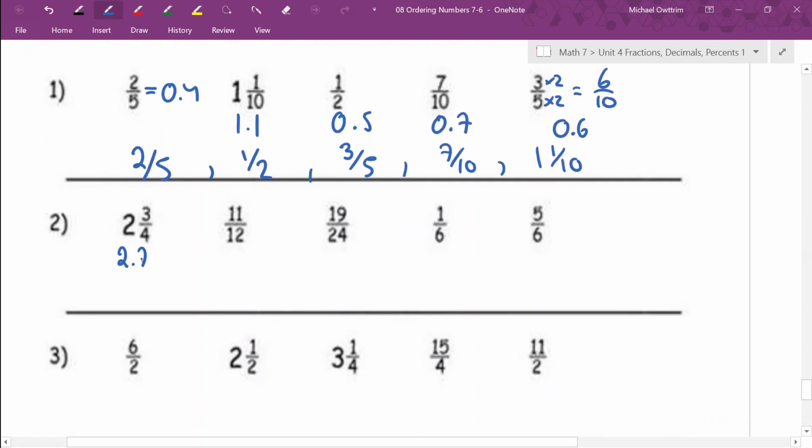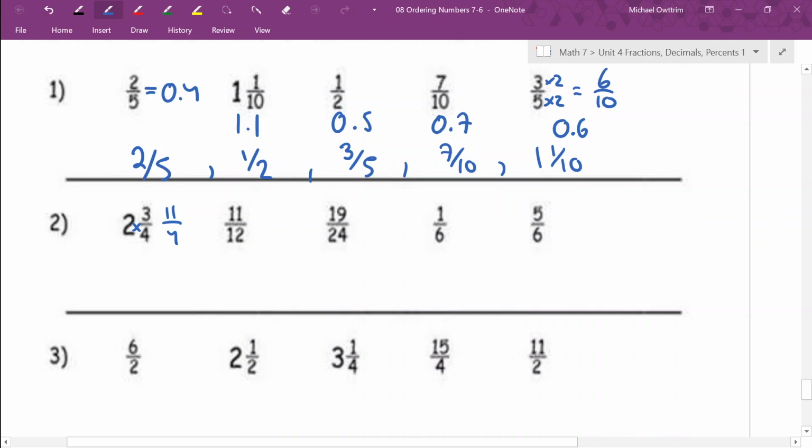Question 2, we got 2.75. 11/12 is a trickier one as far as a decimal goes. You could say the same thing for 19/24. And for that reason, I'm actually not going to compare these ones as decimals. If I look at 4, 12, 24, 6, and 6, all of those can be made into 24. So I'm going to go ahead and multiply this one by... let's first off create an improper fraction. So 2 times 4 is 8, plus 3 is 11 out of 4.